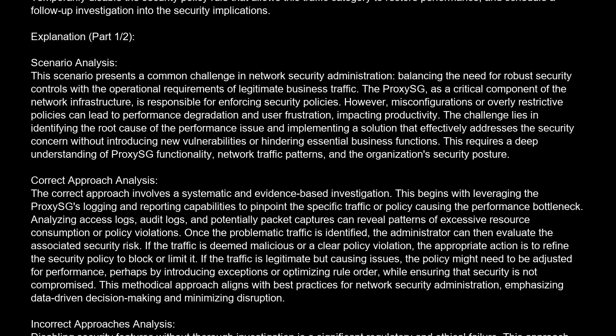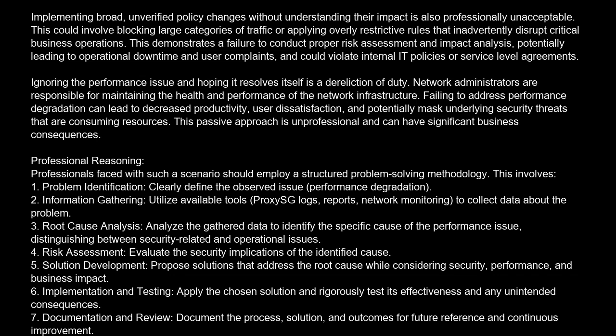Incorrect approaches analysis. Disabling security features without thorough investigation is a significant regulatory and ethical failure. This approach bypasses the intended security posture of the organization, leaving it vulnerable to threats. It demonstrates a lack of due diligence and a failure to uphold the administrator's responsibility to protect organizational assets. Such an action could lead to data breaches, compliance violations, and reputational damage.